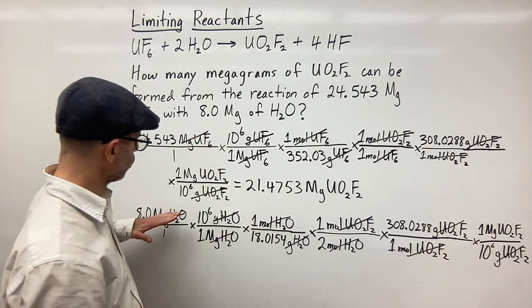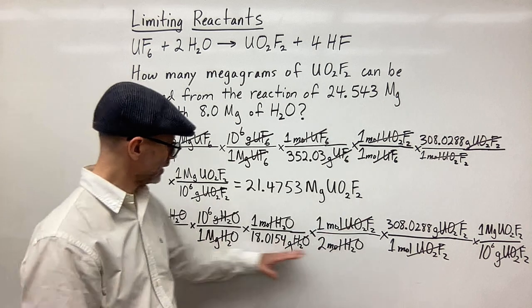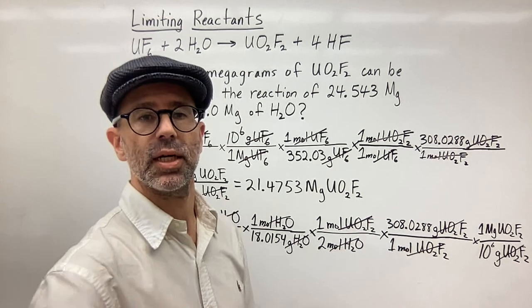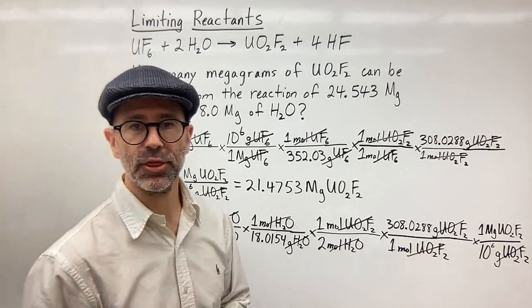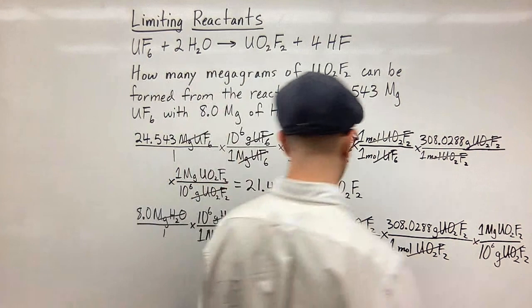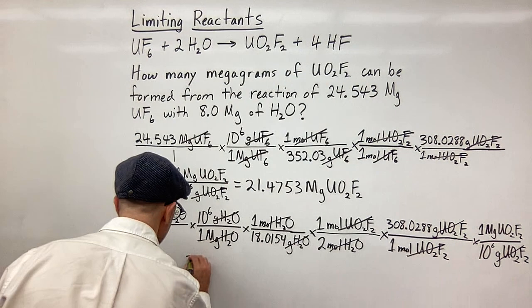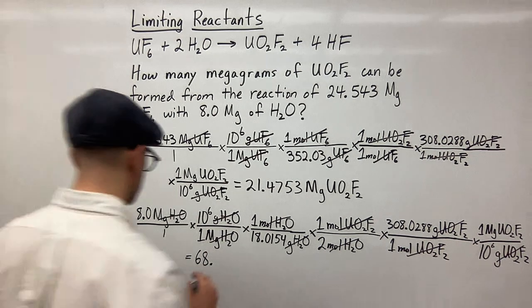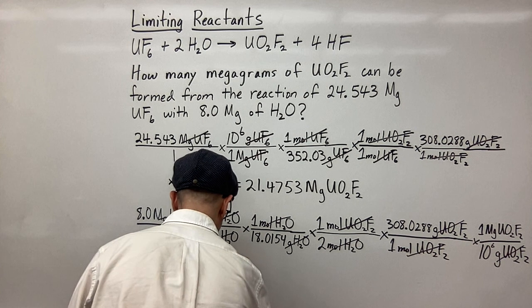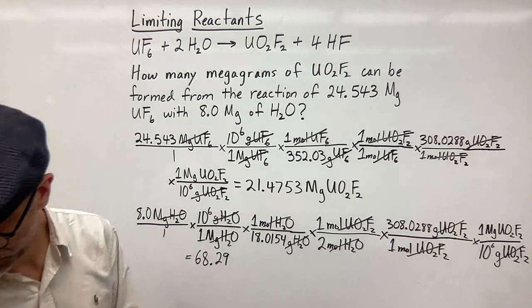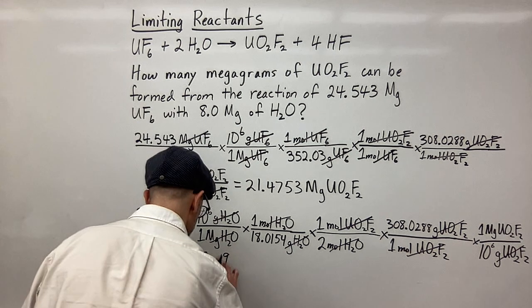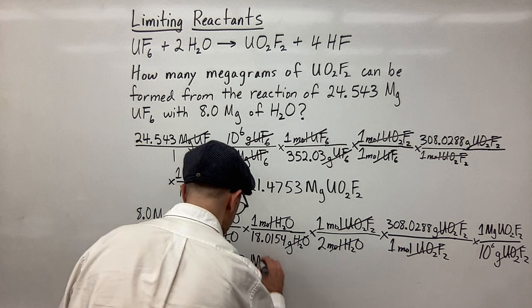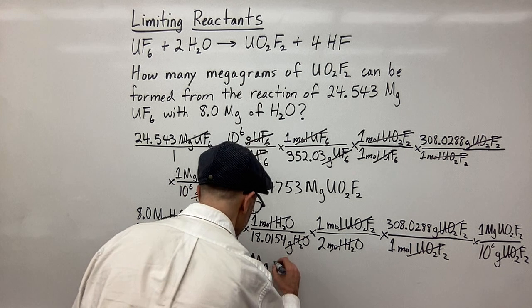So at this point, I can multiply across the top, divide by everything on the bottom, and get my answer. And when we do that, we get 68.3923. So I'll write that down here. 68 point, what did I say? 3923. So 68.3923 megagrams of the UO2F2.